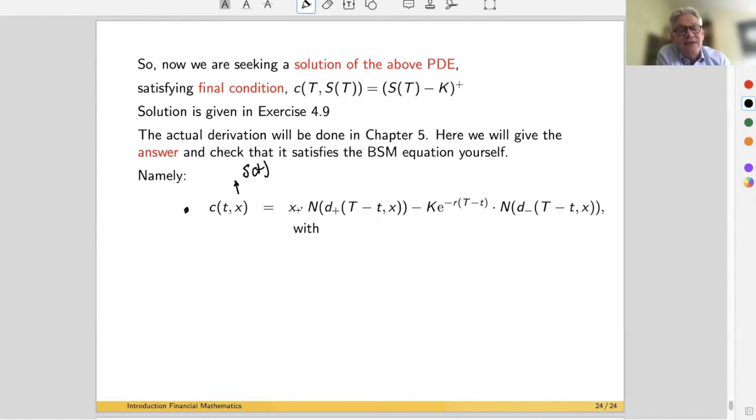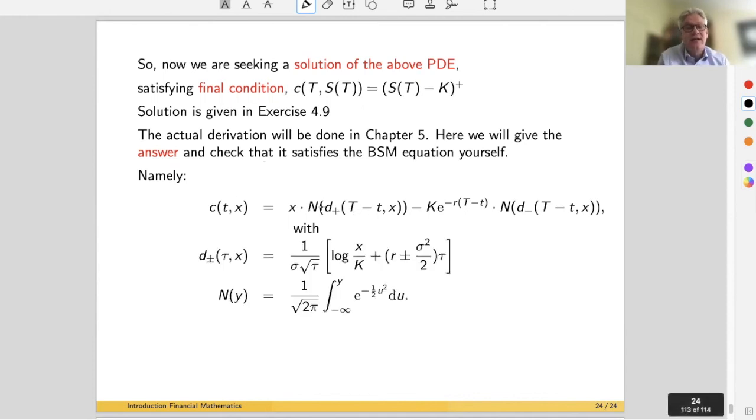It's x times the normal distribution with as argument d plus, with the two arguments t minus t and x, minus K times e to the power minus r(T minus t), times again the normal distribution with as argument d minus, with inner arguments T minus t and x. So that is the solution. Of course, this is the standard normal, and the argument here is always the upper bound of the integral. We will see that a slide from now.